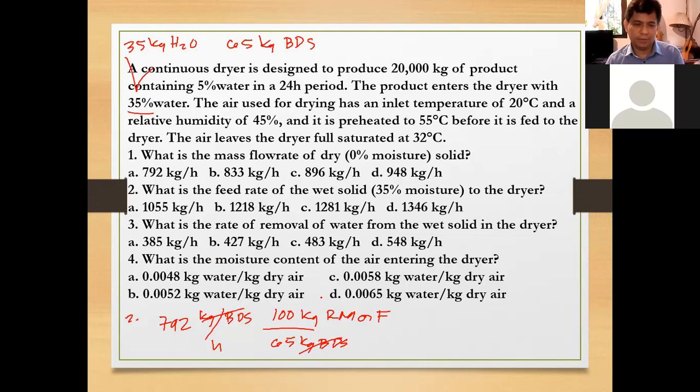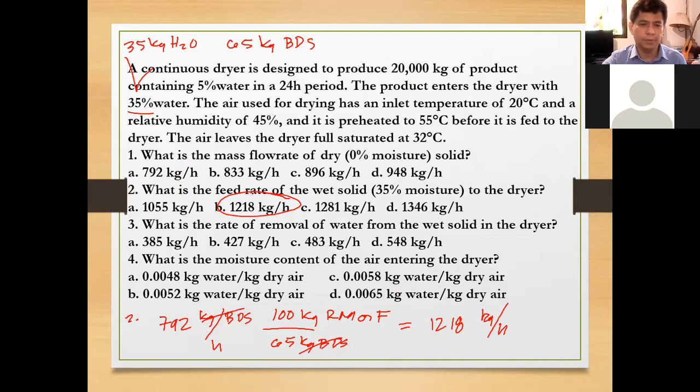Actually, common sense din lang yan. Nasa sense naman, i-divide nyo lang naman siya ng 0.65. Tama ba? Pero kung hindi nyo ma-sense, you better use this technique, the conversion factor. So I'm getting 1218. Kuha nyo? 1218, letter B. Yup, very good Paolo, very good Gio. Letter B, 1218.